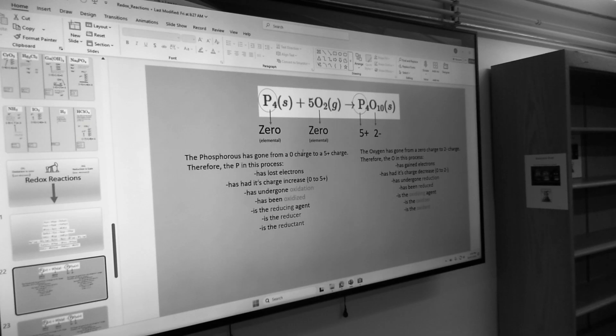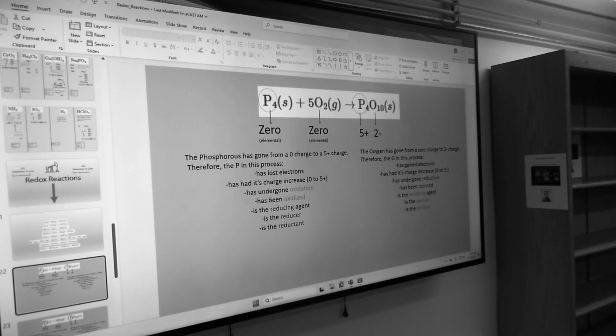On the left side here, it's all a statement about what happens to phosphorus. Phosphorus has lost electrons. That's one way you can say it. Another way to say it is it has had its charge increase from 0 to +5. The charge increased because it lost negative charge. Another way to say it is phosphorus has undergone oxidation. You could also say phosphorus has been oxidized.